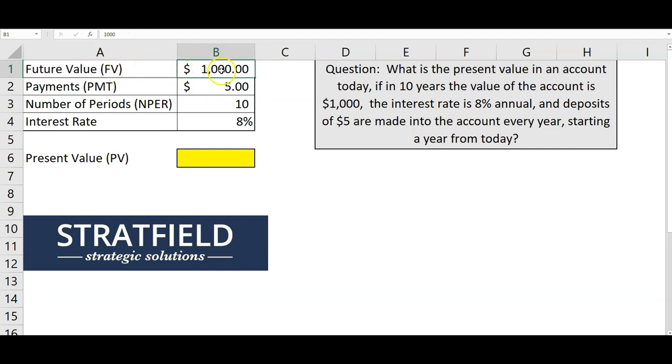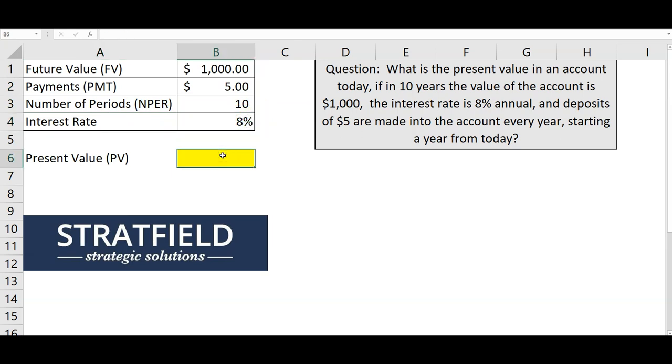The future value, FV, is 1,000. That's what it said, that in 10 years the account is going to be worth that. Payments into the account are $5. This is going to take place over 10 years, and the interest rate is 8%.